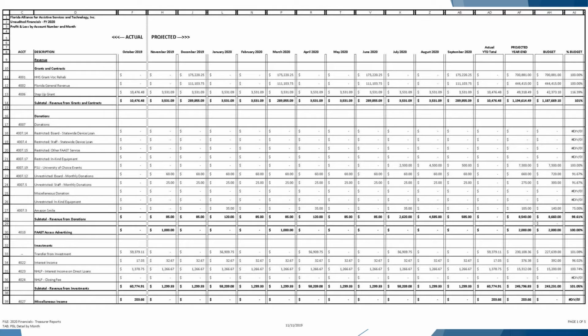You can see that we do sell advertisements in our FAAST Access magazine. So we do estimate trying to bring in $2,000 for that. We publish it twice a year, which is why you see $1,000 in November and in March.